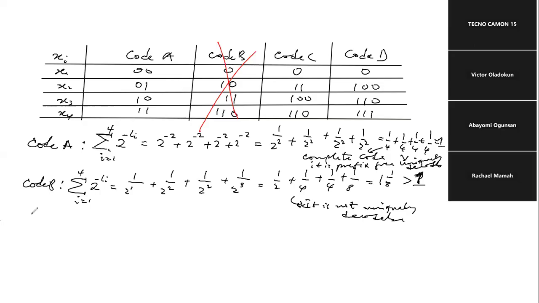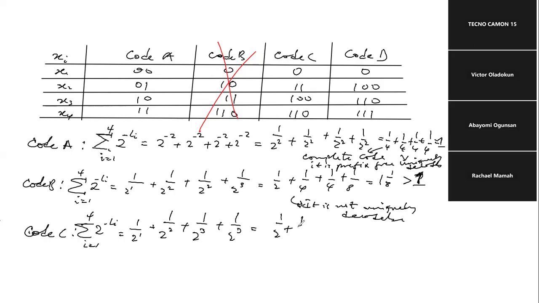Okay, so now we go to code C, for which we have i taken from 1 to 4, 2 to the power of minus L sub i. And here we have 1 over 2 to the 1 for the first code, plus 1 over 2 to the 2, plus 1 over 2 to the power of 3, plus 1 over 2 to the power of 3. So this is 1 over 2 plus 1 over 4 plus 1 over 8 plus 1 over 8. This is 1 over 4 plus 1 over 4, so once again, this is equal to 1, half plus half.